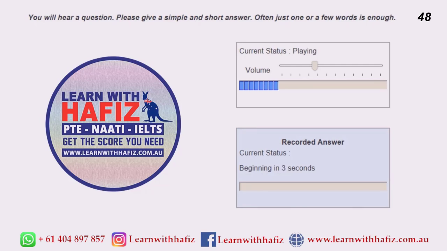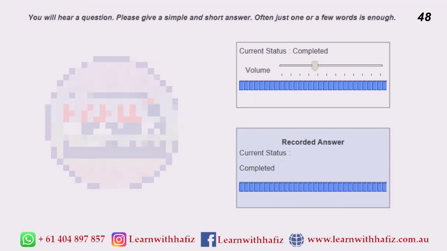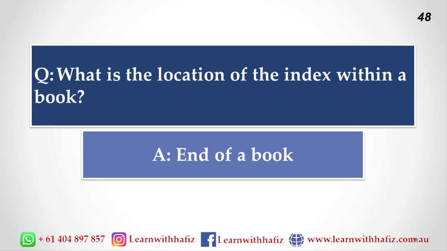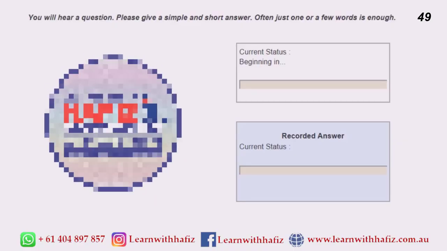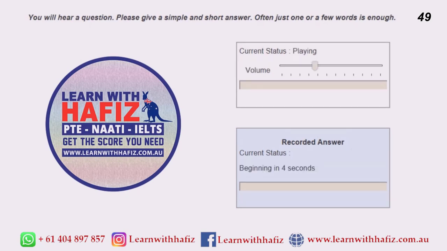What is the location of the index within a book? Correct answer is. What do tons, ounces, and pounds refer to?